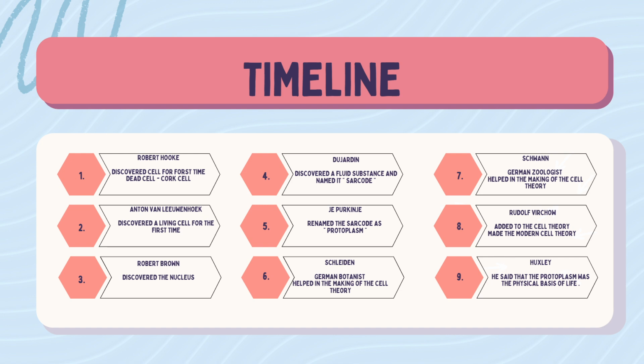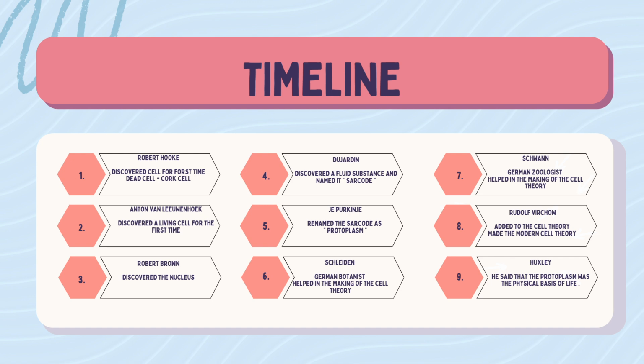Here's a timeline I would like to share of all the people who contributed to the discovery of the cell or the discovery of the cell organelles. First is Robert Hooke. He discovered a cell for the first time in the year 1665. However, he discovered a dead cell, a cork cell from the bark of a tree. His work is described in his book Micrographia. The surprising fact is, he used a primitive microscope, a microscope he made on his own, to discover this.